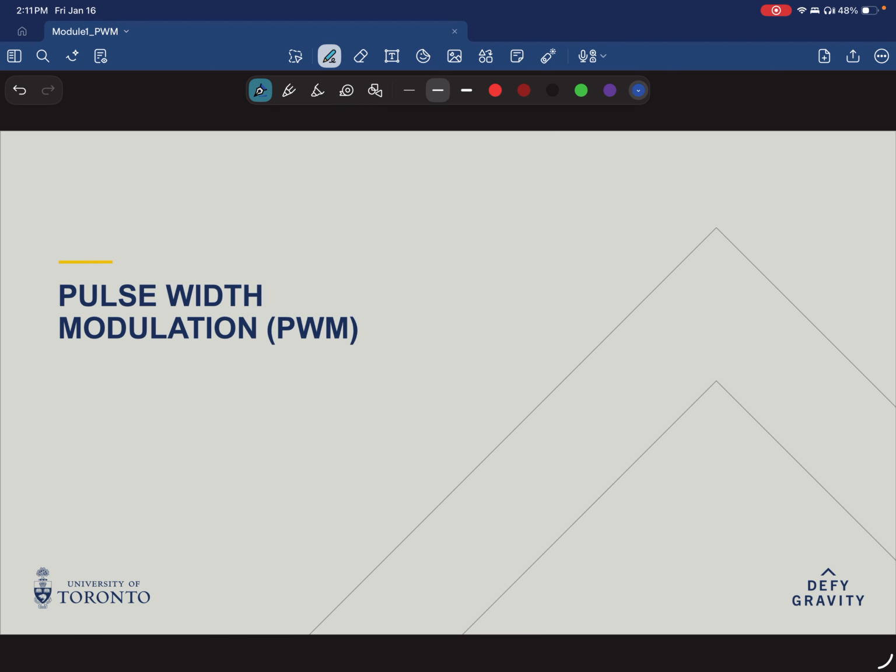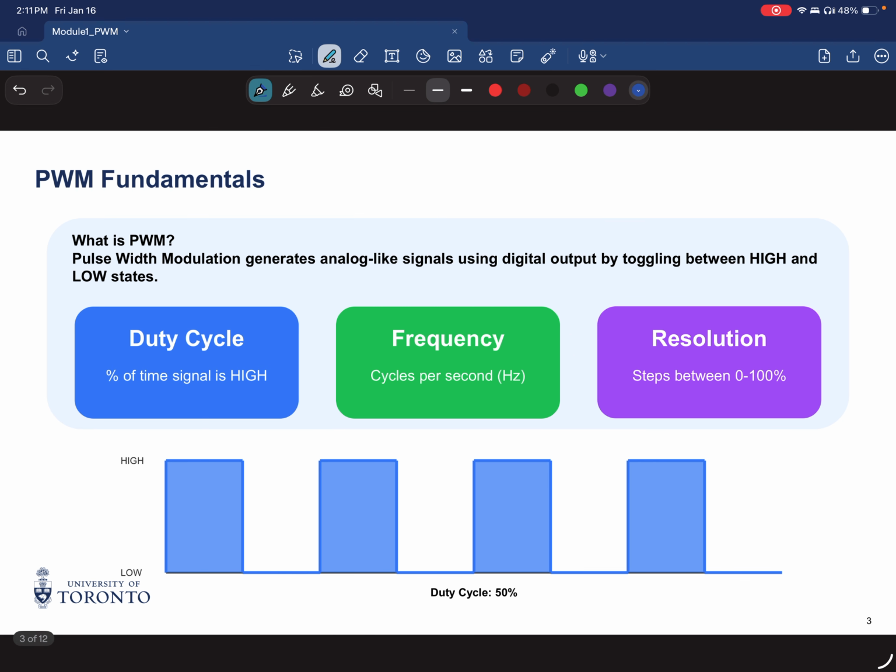So today we'll talk about PWM. PWM is a great way to generate an analog-like signal using digital output by toggling it between high and low states. Okay, so this was a sentence. What does it mean? Imagine we have a signal here. For some time, let's call this the pulse width, we keep it on, and then after that, we turn it off, and then we keep it off.